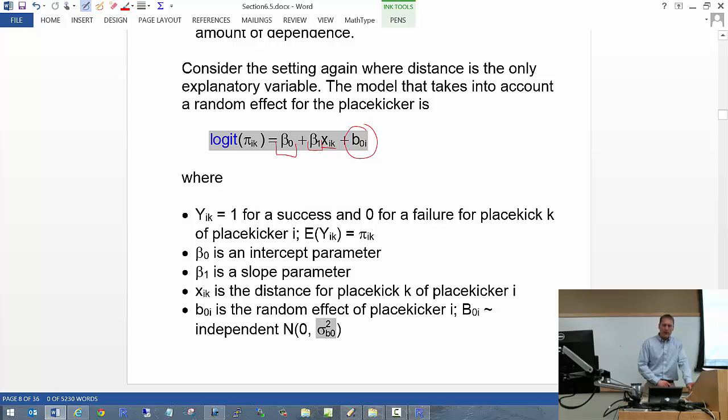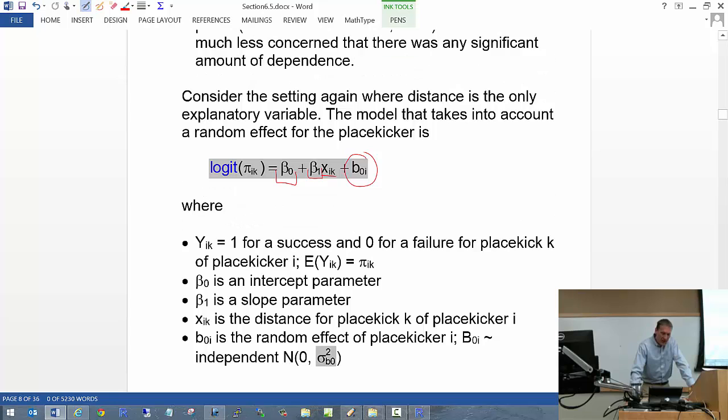B0i is my random effect, and this will allow me to take into account the potential dependence between place kicks, let's say 1, 2, and 4 for Bar, for example. So Bar is going to have one particular value of B0. We won't know what it is. It's an unobservable random variable. We'll look at how to estimate it later. Then another place kicker, Elliott, is going to have one particular value of B0. Maybe Elliott's is negative. So that could be one potential model that we could look at to model the place kicking data set.